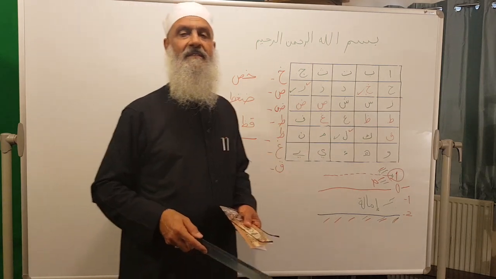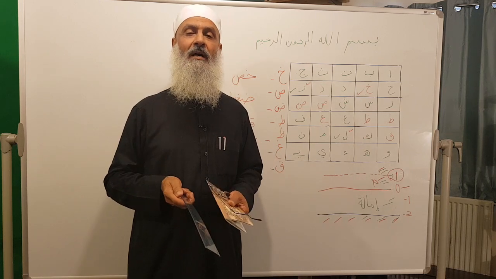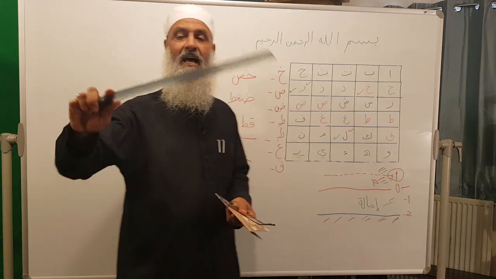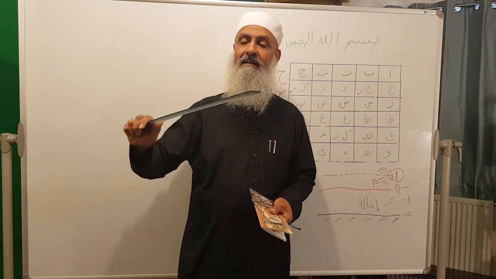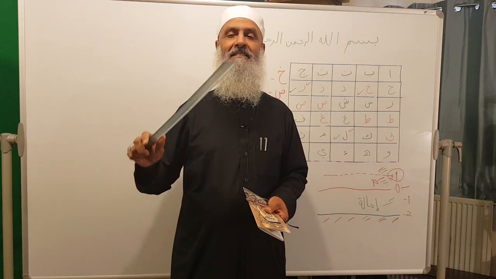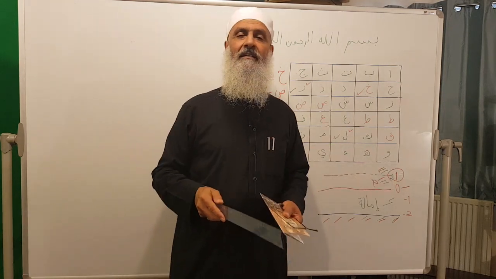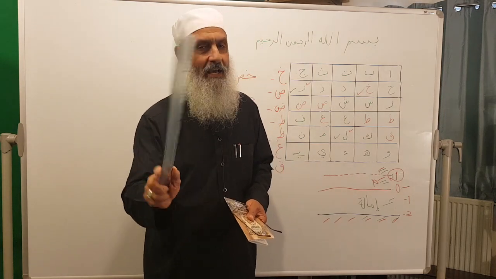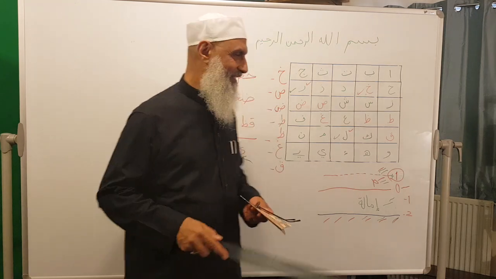Sa. سأل سائل بعذاب واقع. It's not sa, it's sa. So sa, again, sa, but here, sa, se, si. Sha. It's not sha, ya ibni, ya benti. The sheikh will be, so, sha.